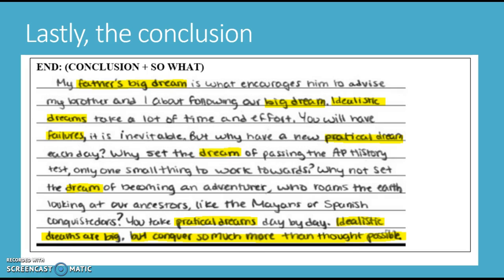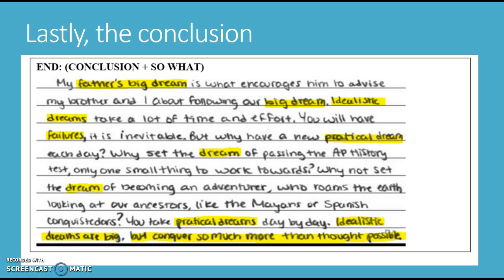And then, of course, don't forget the conclusion. The so what, right? That's kind of where the value question comes in. Why is this valuable to me? So here again, she talks about her father's big dream, idealistic dreams, practical dreams, dream, practical dreams, idealistic dreams. Okay, so my point here is the controlling idea in this entire essay is dreams. So I should see whatever word is mentioned in the prompt should be mentioned in your essay. So don't forget to emphasize that point.